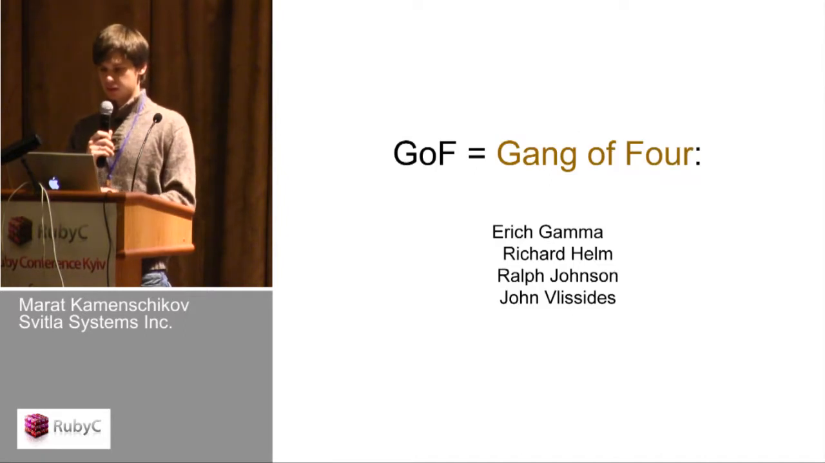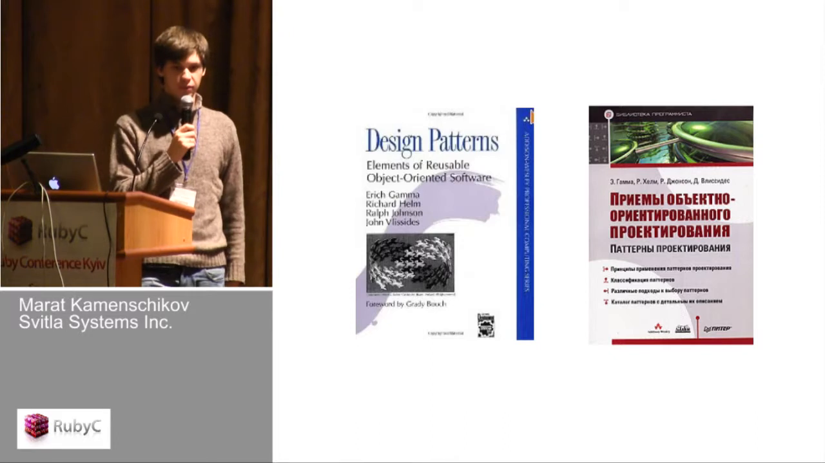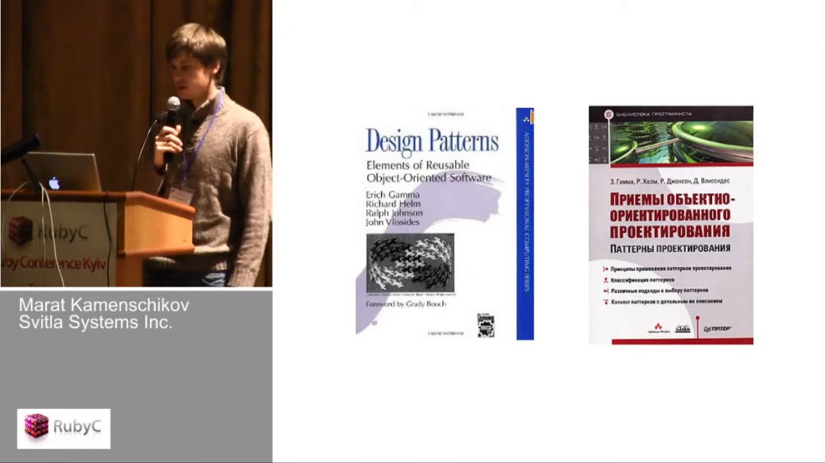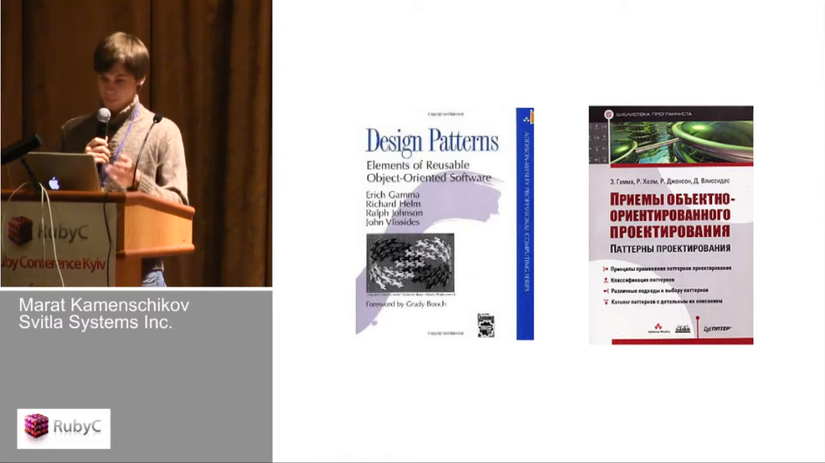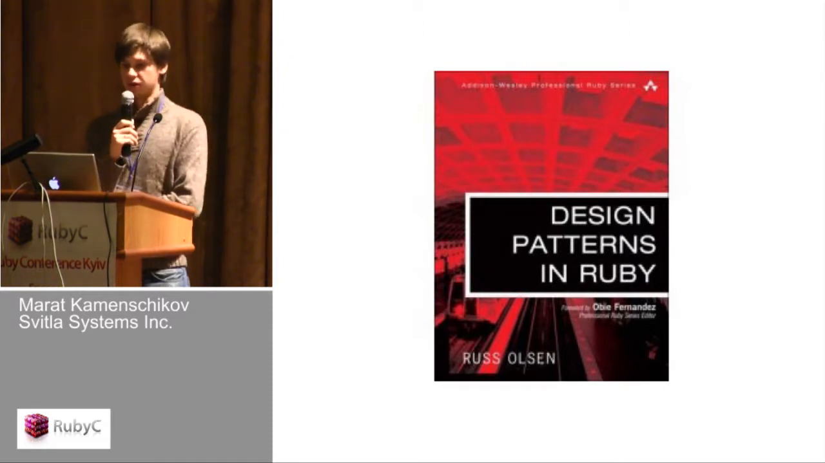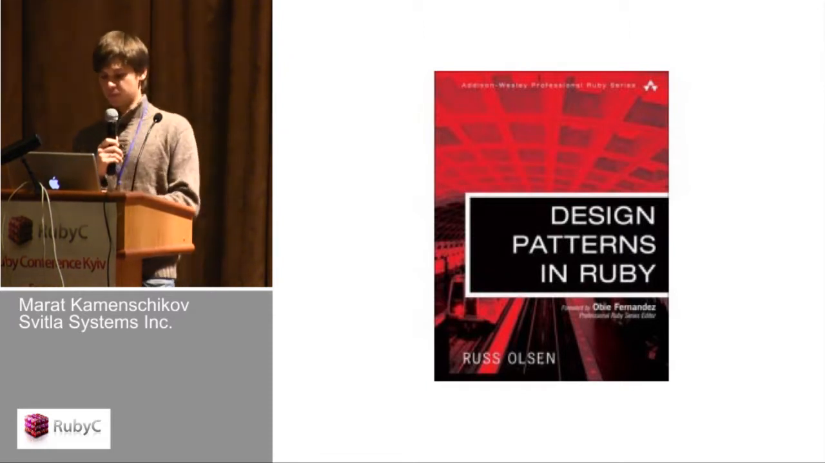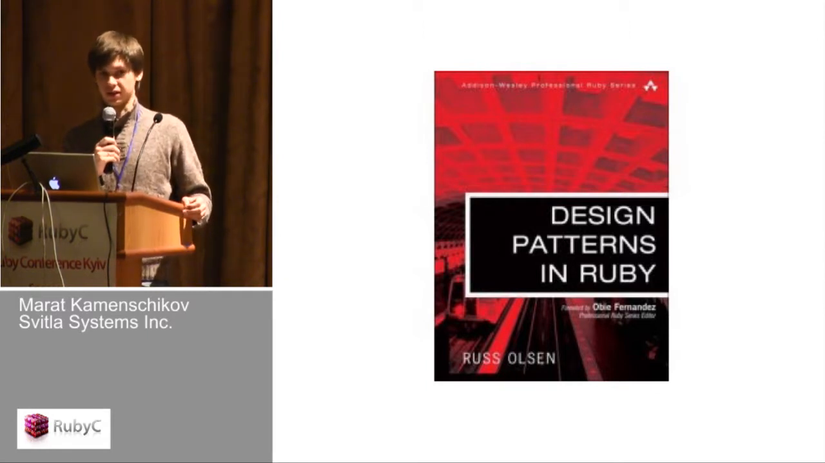And I think that you know that there is such a book like Design Patterns: Elements of Reusable Object-Oriented Software, and this is translated into Russian like "приемы объектно-ориентированного программирования". You know that there is such a book like Design Patterns in Ruby, but there is no such a book like Design Patterns in Rails.